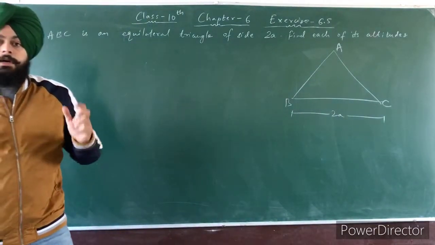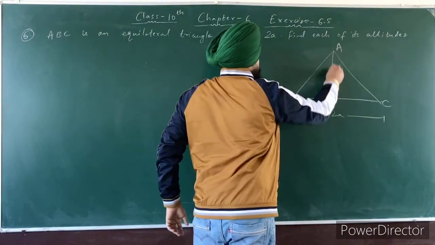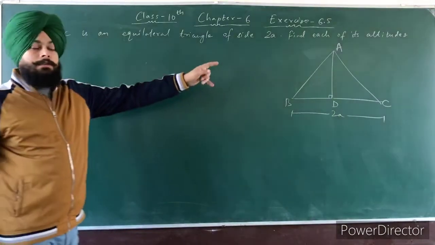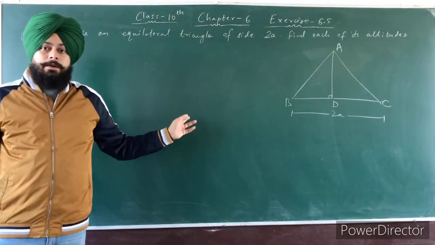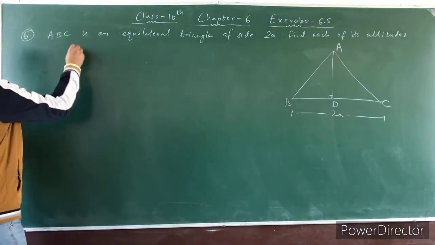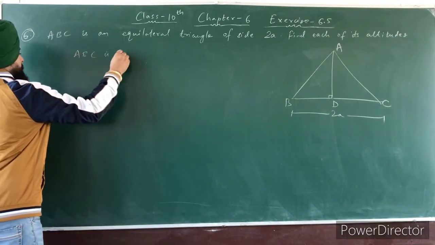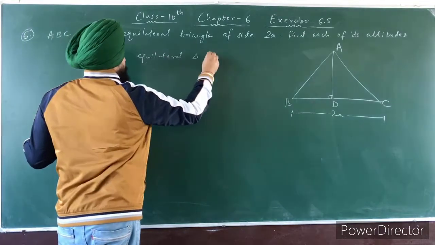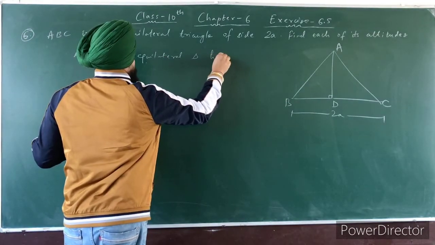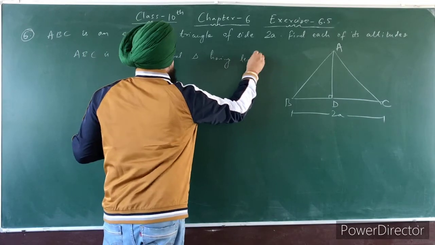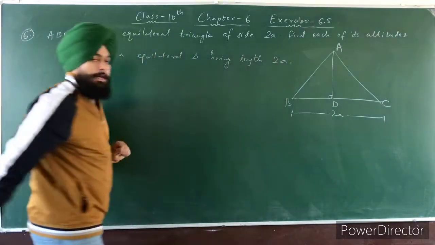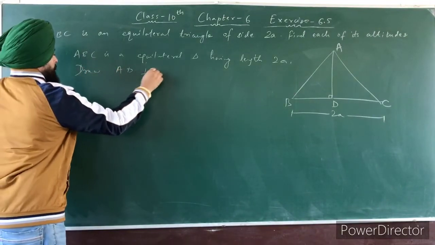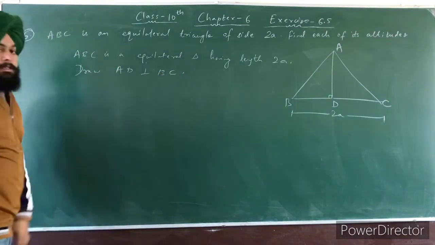So what is altitude? Altitude means height. So you have to take a construction. Draw AD perpendicular to BC. So first write here: ABC is an equilateral triangle having length 2a, and then right here draw AD perpendicular to BC.